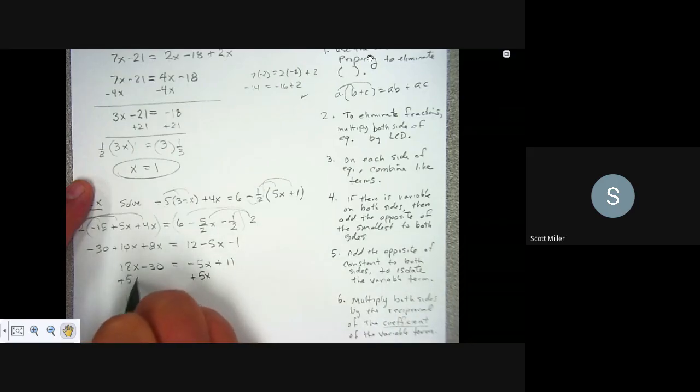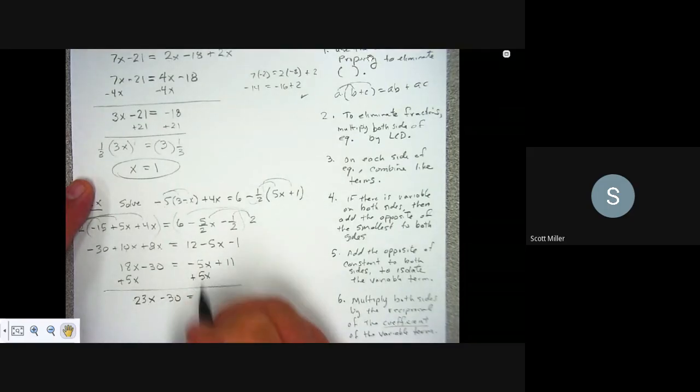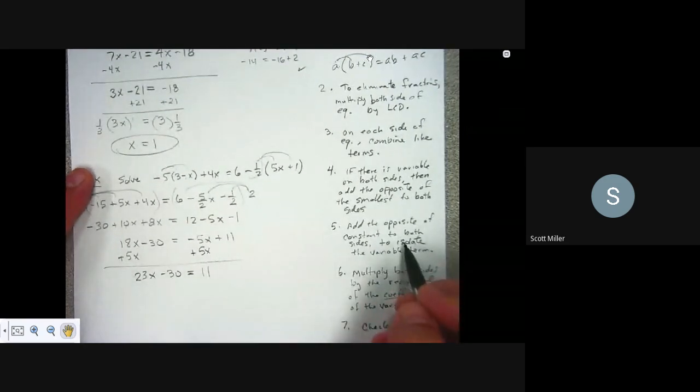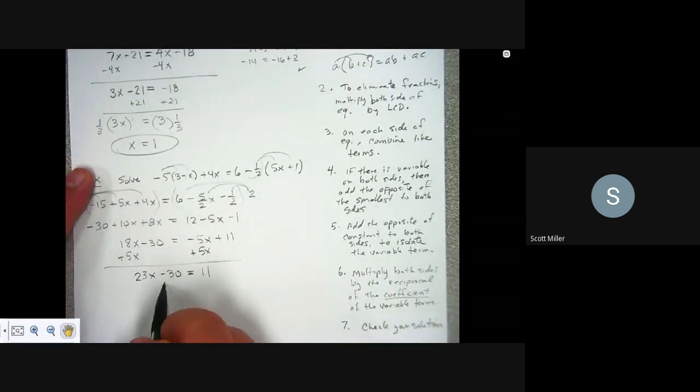They both have a variable on both sides. The smallest one is this. The opposite of negative 5x is positive 5x. This then is going to be 23, minus 30. That's gone. That's 0, and that's 11. Add the opposite of the constant. The opposite of negative 30 is positive 30.